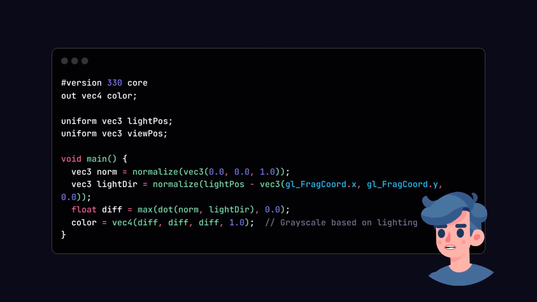Now that we have a basic understanding of how to create shaders and apply transformations, let's add some lighting effects to our triangle. We will create a simple lighting model in the fragment shader that lightens the triangle based on its position relative to a light source.